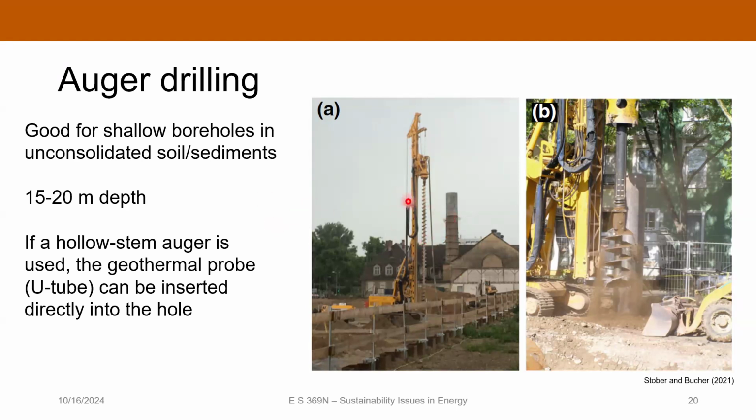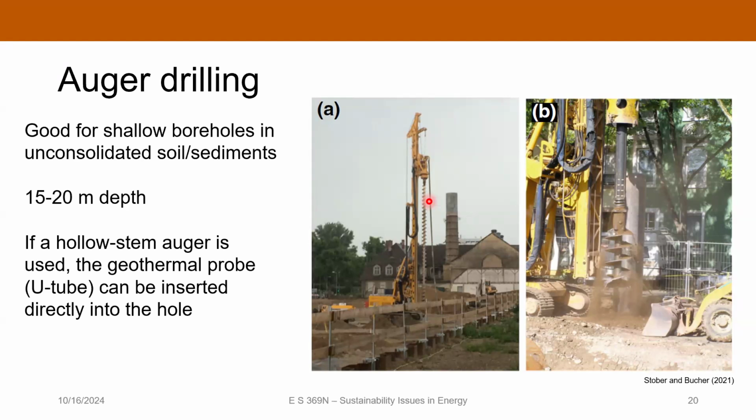The nice thing about this is that in shallow unconsolidated sediments, it's hard to maintain an open hole, and so you have to worry about the hole collapsing on you before you've actually gotten the stuff in there. But you can use a hollow stem auger, and that allows you to drill the hole down, and then you can insert the U-tube into that hollow stem, and then pull the auger out, and it doesn't matter if the hole collapses around the geothermal probe because it's already in.